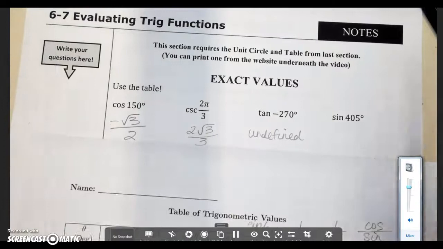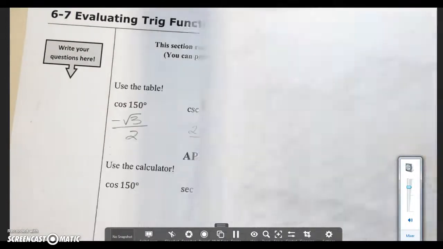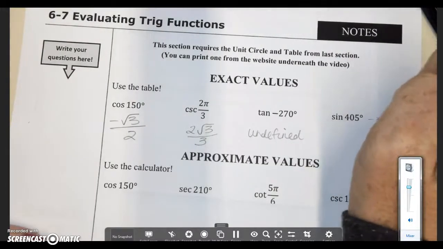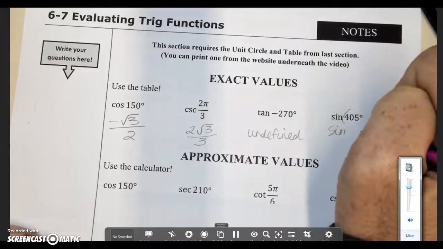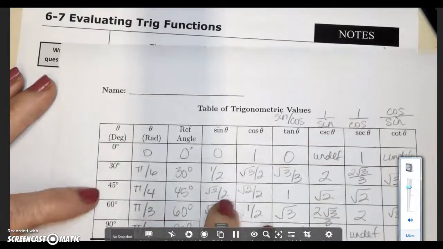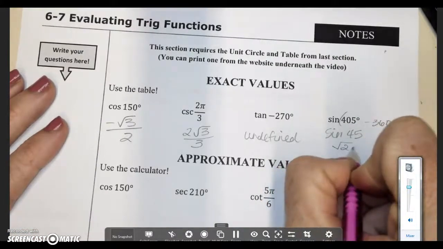Okay. And then sine at 405. Well, we definitely don't have 405 on this chart because our chart is 0 to 360. But if we subtract 360 from that, we can use a reference angle. So that's going to be the same as sine of 45. And our sine at 45 degrees is square root of 2 over 2.